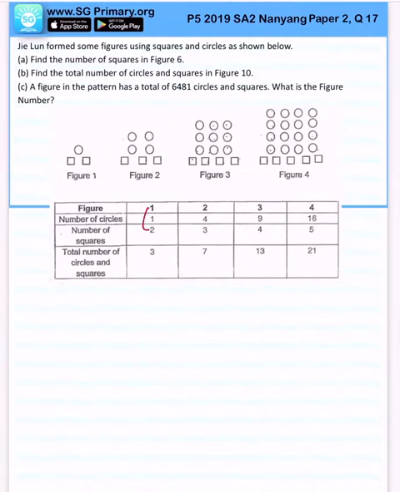You realize that between the figures and the squares, it's just a +1, right? Because when there's figure 1, there's 2 squares. Figure 2, there's 3 squares. Figure 3, there's 4 squares.